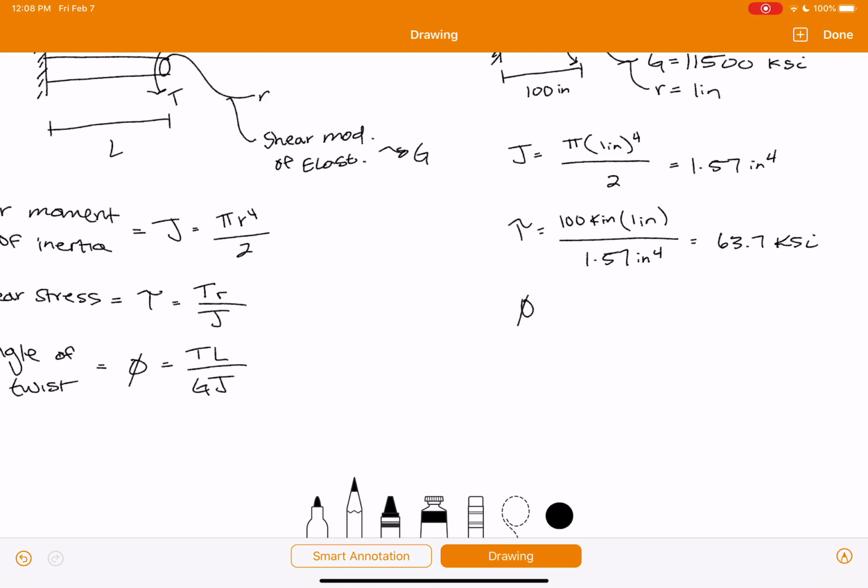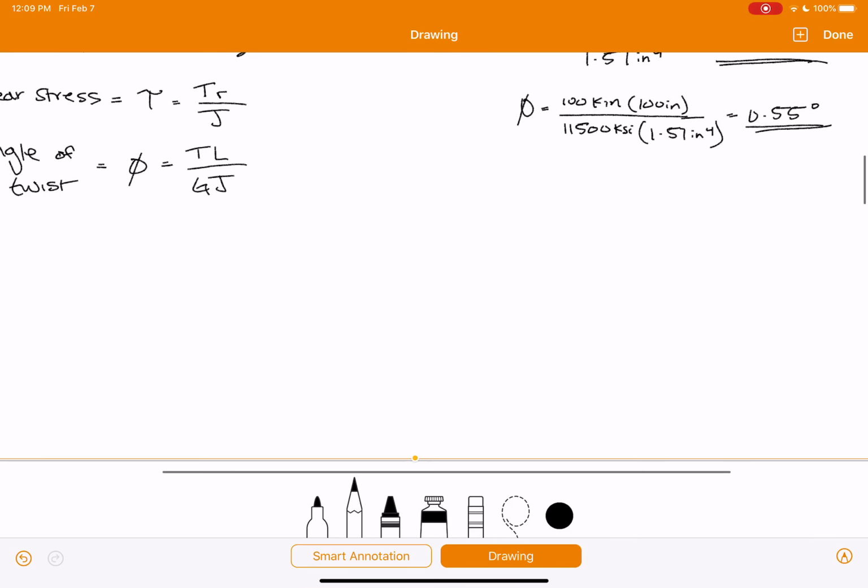Then finally we can find our angle of twist, which is just our torque of 100 kip inches times the length, which was 100 inches, divided by G, 11500 KSI times J, which we calculated above, 1.57 inches to the fourth. Put that all in our calculator and we will get 0.55 degrees.